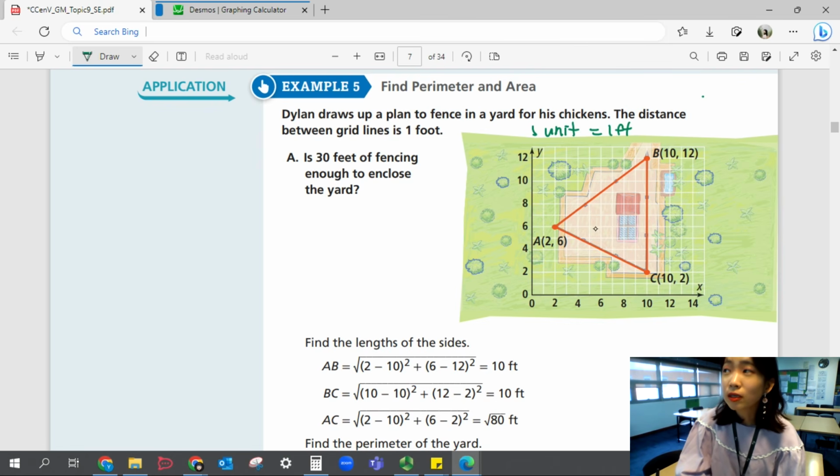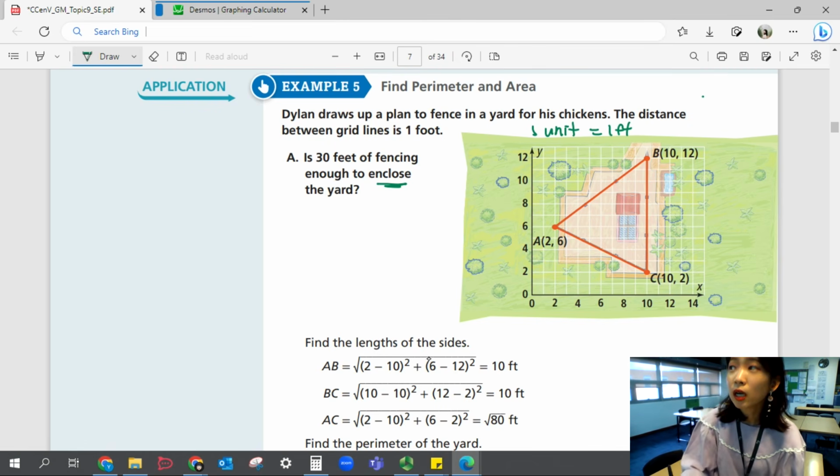Okay. So is 30 feet enough to enclose, which means to cover everything? So basically they're asking for perimeter. And if you figure out the perimeter, that's going to be in units. And you need to convert that to feet, because 1 unit is equal to 1 foot, which means whatever perimeter you get in units will equal the same exact number in feet. So let's figure out the perimeter. You're going to find the lengths of the sides using the coordinate points. And you already know how to do that using the distance formula.